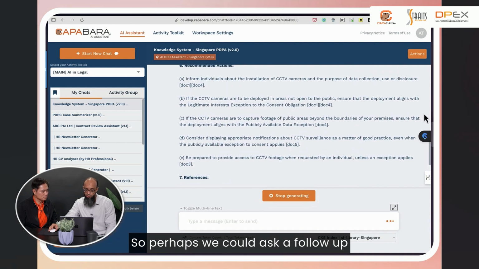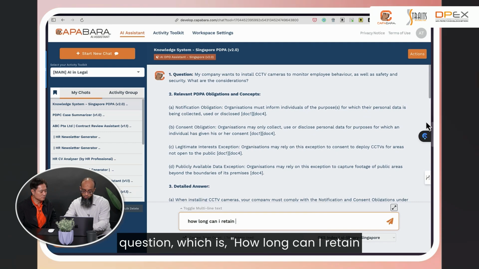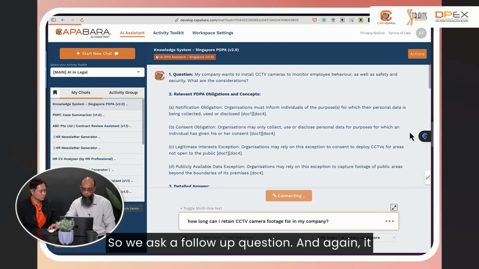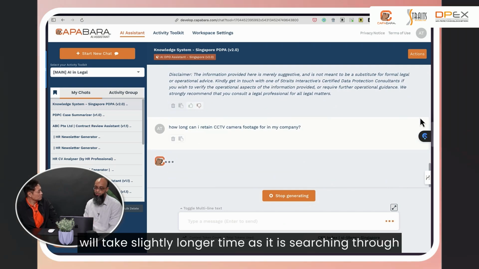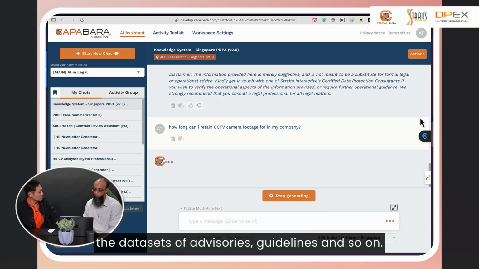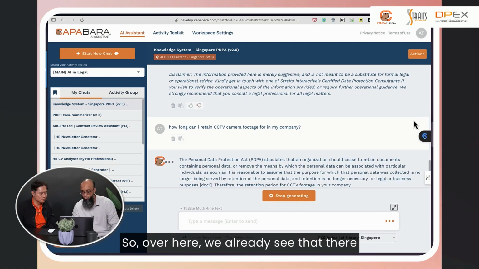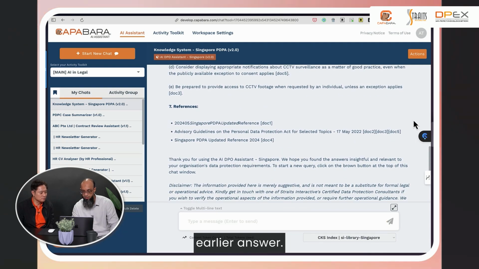So perhaps we could ask a follow-up question, which is, how long can I retain CCTV camera footage for in my company? So we ask a follow-up question. And again, it will take slightly longer as it is searching through the data sets of advisories, guidelines, and so on. Does it provide citations? So over here, we already see that there are certain citations that are provided for the earlier answer.